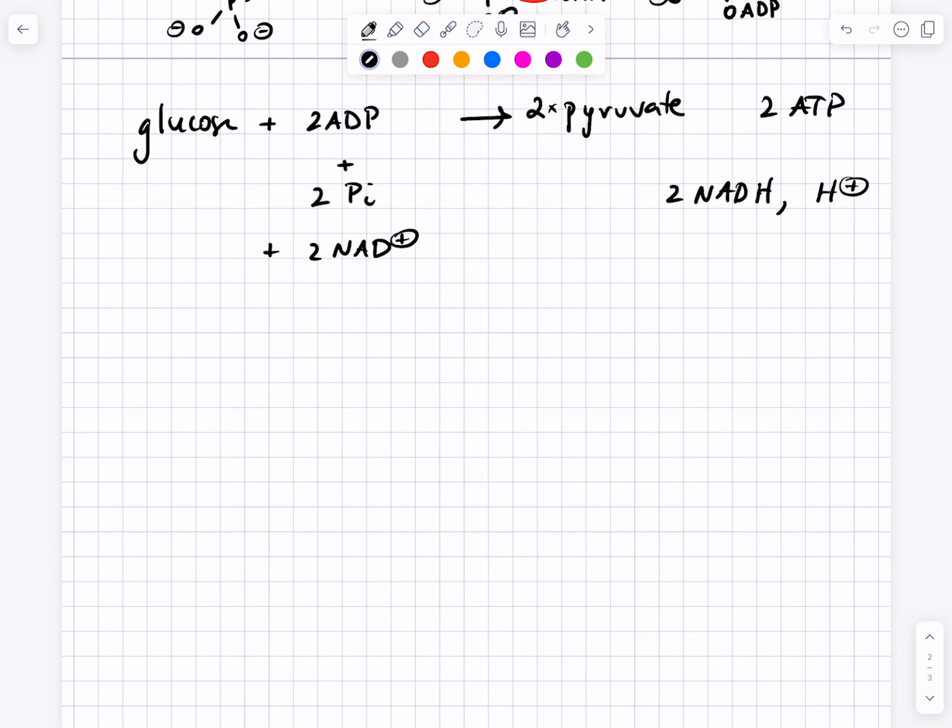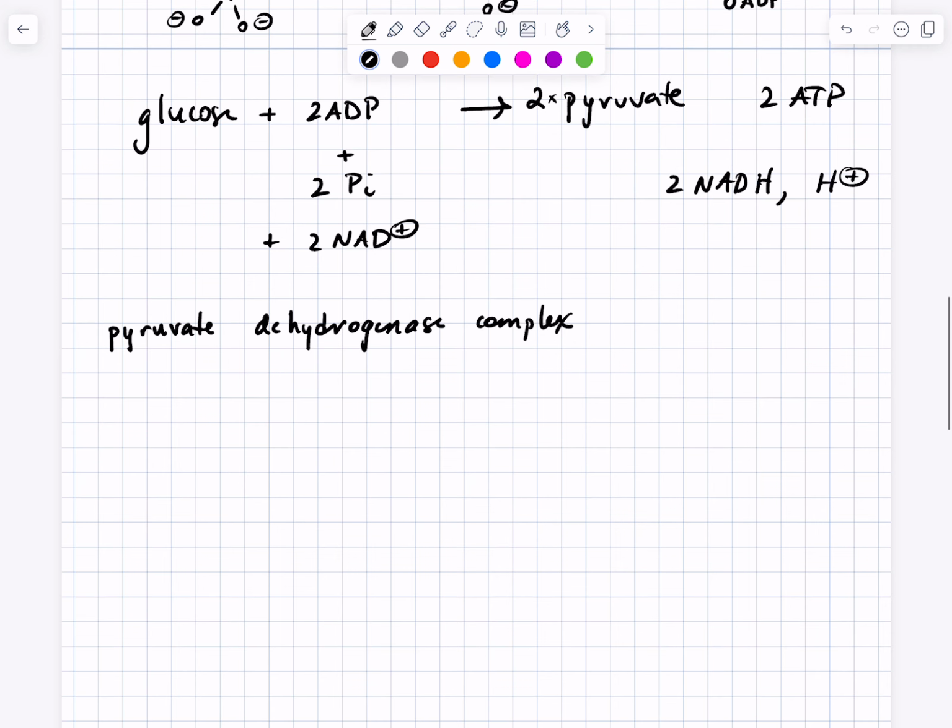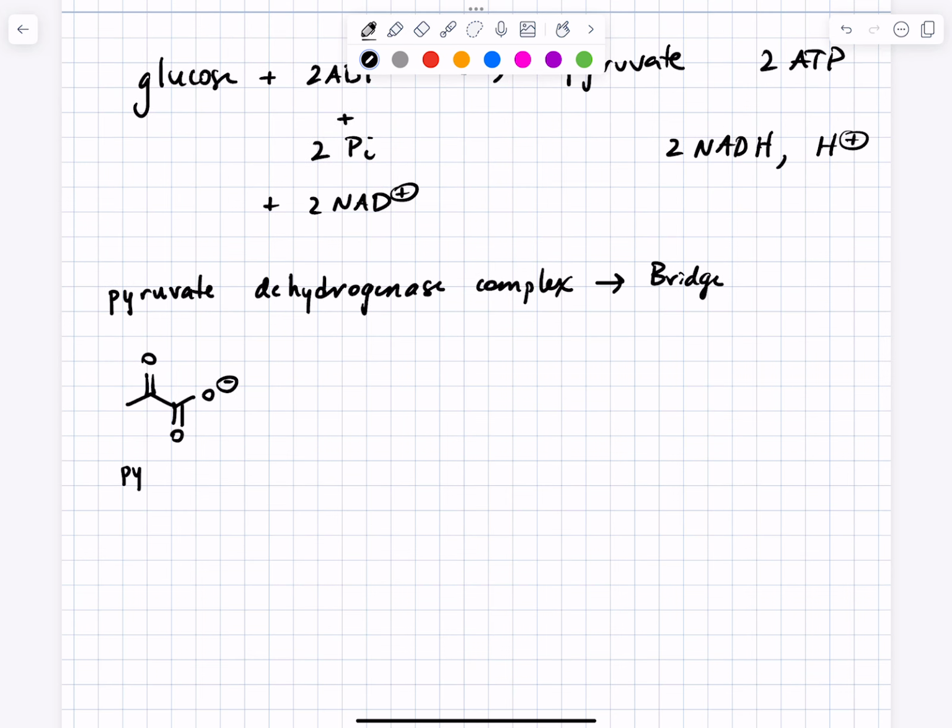The first is called the pyruvate dehydrogenase complex. And this is going to convert pyruvate into acetyl-CoA. And overall, we're going to lose one of the carbons as CO2 for this to happen. So here's pyruvate. And this is sort of the bridge between glycolysis and the citric acid cycle. So you've got pyruvate here. You've got the pyruvate dehydrogenase complex.